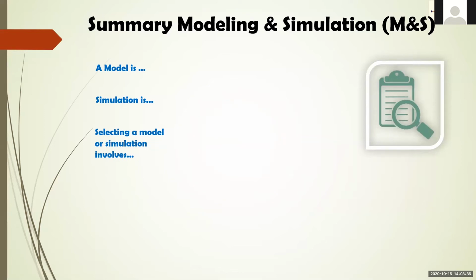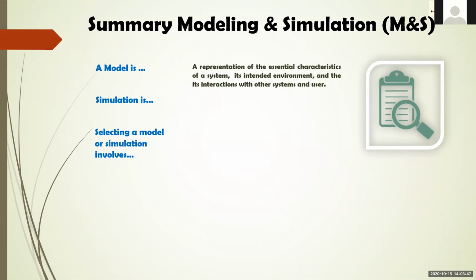Now, as a summary, let's see if we got it right. So what's a model? It's a representation of the essential characteristics of a system, its intended environment, and the interaction with other systems and users. So that's what we mean by a model.